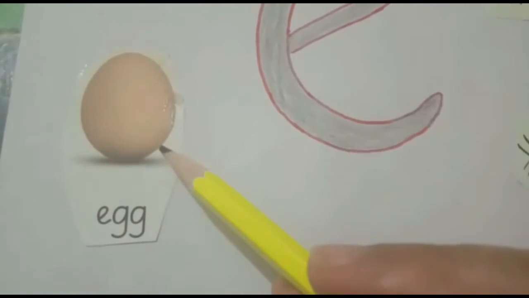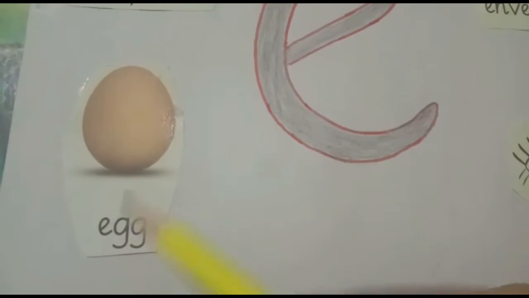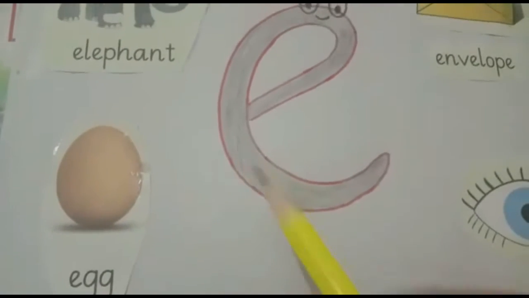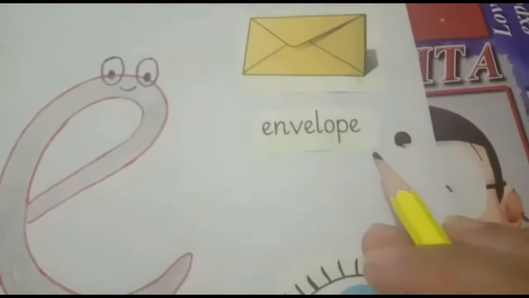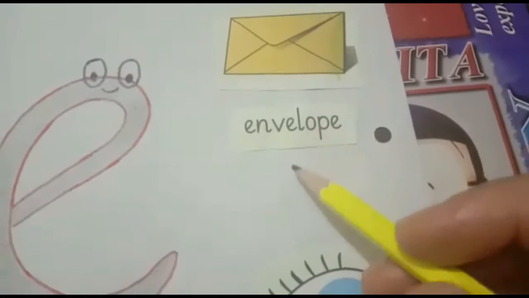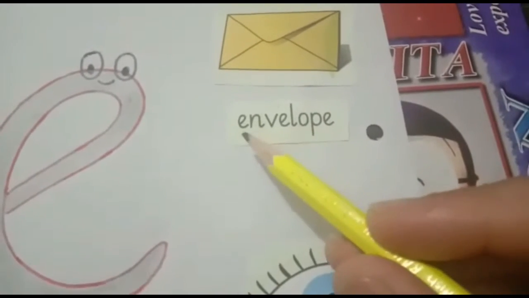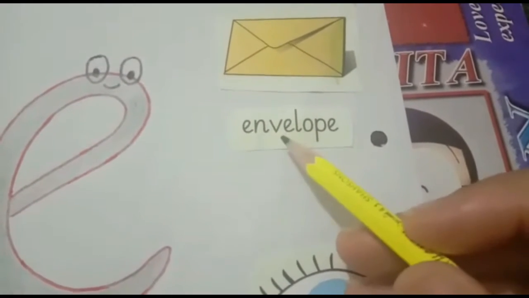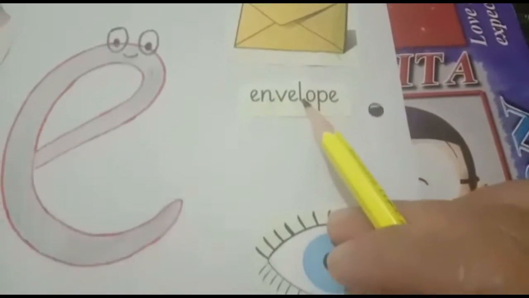Yes, this is an egg. E, a, egg. E is the first letter in egg. Okay, now come to the next word. Yes, here you can see an envelope. E, a, envelope. E is the first letter in envelope.